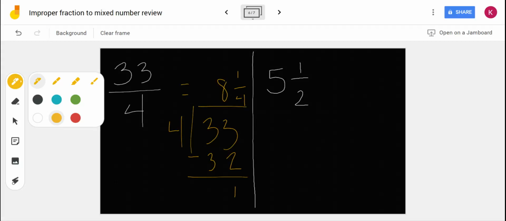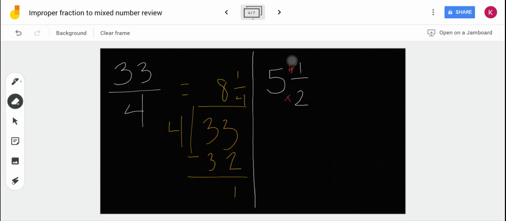If I jump over here to my mixed number to improper fractions, let's change the color again. I know that I have to multiply and I have to add. So 2 times 5 gives me 10, plus 1 more gives me 11, and my denominator stays the same.